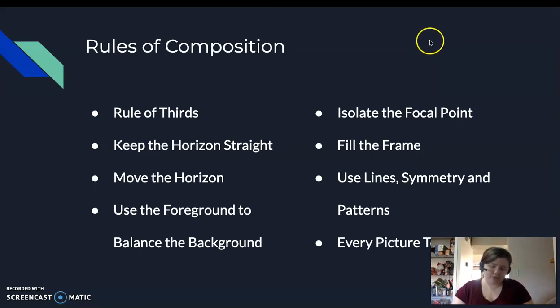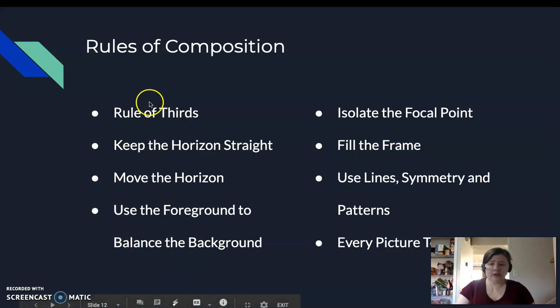So the rules of composition that we generally tend to follow, number 1 is the rule of thirds. And this is something that if you've taken any drawing or painting classes, you should recognize because it's an equally important thing in any kind of visual composition. Some other things, and these are the ones we're going to focus on this week, are keeping the horizon straight, moving the horizon, and using the foreground to balance the background. Next week, we're going to talk about isolating the focal point, filling the frame, using lines, symmetry, and patterns, and the fact that every picture tells a story.